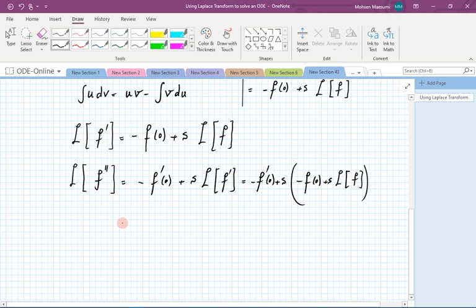So if you simplify this, you get minus f prime of 0 minus s f of 0. S times s becomes s squared Laplace transform of f. Let me try your patience one more round. Let me see if you can come up with the Laplace transform of f triple prime.